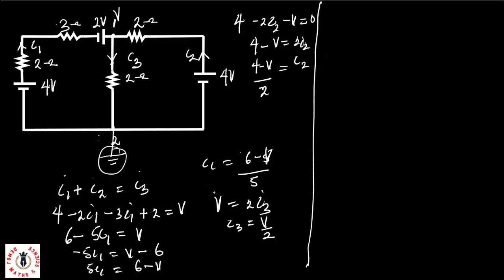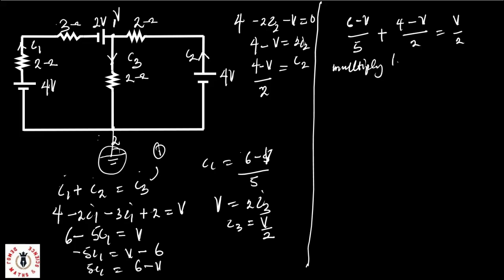Now let's substitute for each of the currents in our equation 1. I1 is 6 minus V over 5, plus I2, which is 4 minus V over 2, is equal to I3, that's V over 2. To eliminate the denominators, let's multiply through by 10. 10 times 6 minus V over 5 becomes 12 minus 2V, plus 10 times 4 minus V over 2, that will be 5 times 4, which is 20, minus 5V, is equal to 5V.